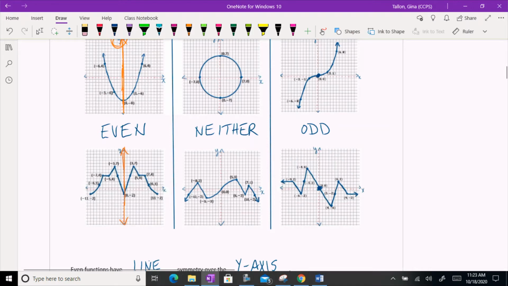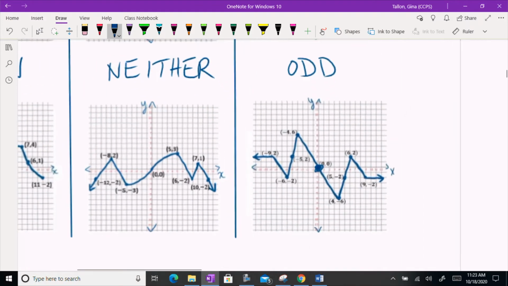Thinking in particular, if I took this point, and I'm not sure you can see it or not, let's just zoom in here.